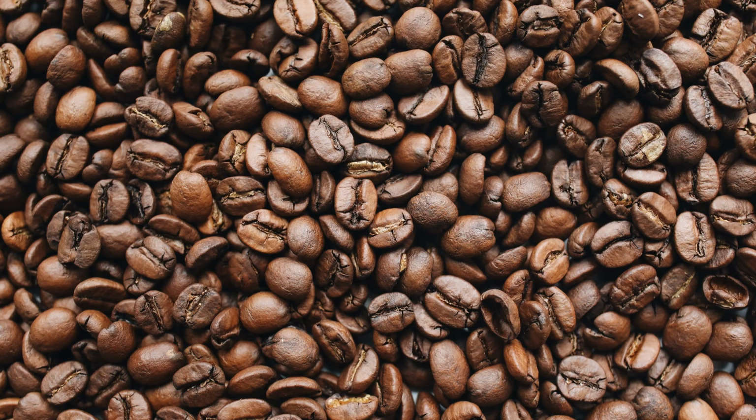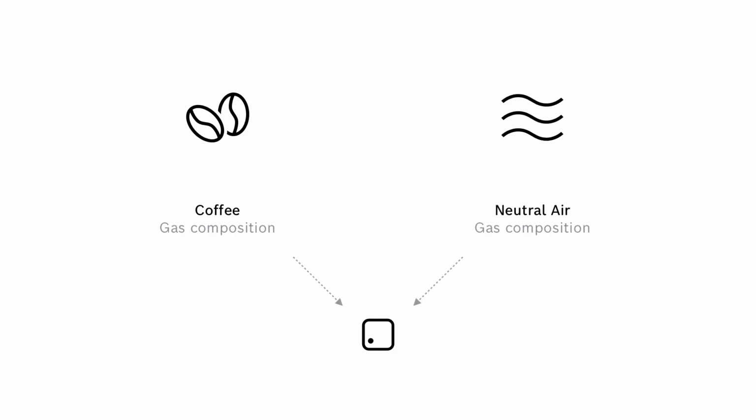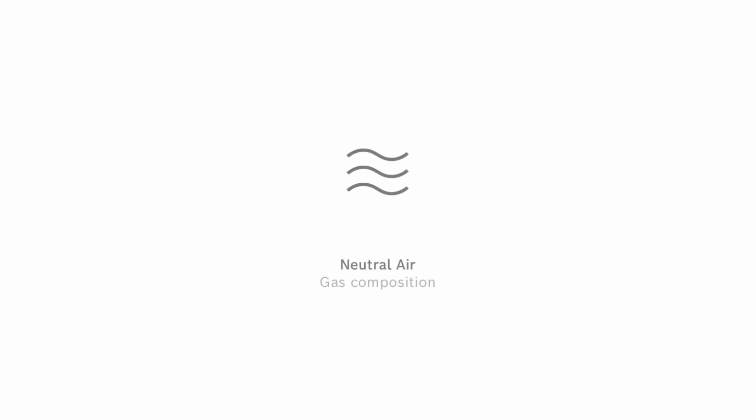For this video, I want to use the BME688 to detect coffee beans, or in other words, I want to use the BME688 to distinguish the gas composition of coffee from the gas composition of neutral air. So in order to train an algorithm for that, we need to record gas data for these two situations: when there is coffee, and when there is no coffee, which is basically neutral air. Let's record neutral air first.